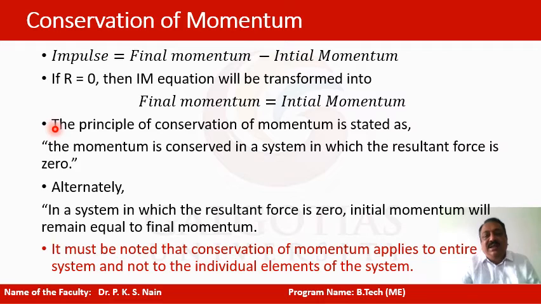And hence this is the principle of conservation of momentum, and it can be stated as: momentum is conserved in a system in which the resultant force is zero, R should be zero. Alternatively, we can say in a system in which the resultant force is zero, initial momentum will remain equal to final momentum.